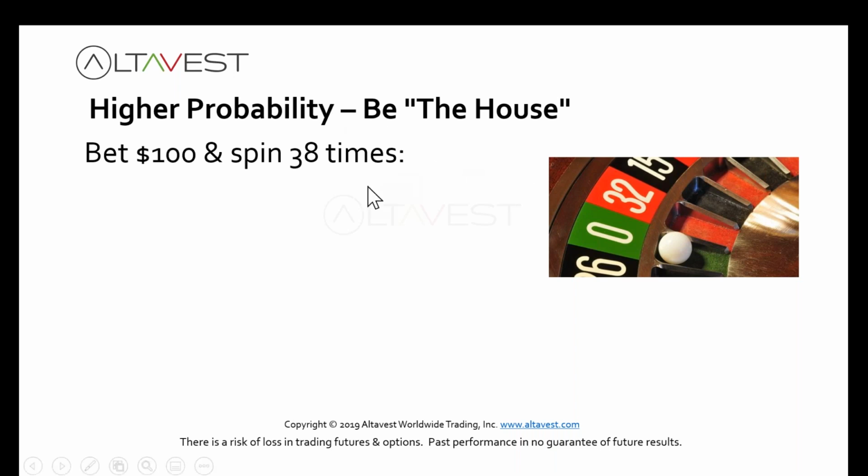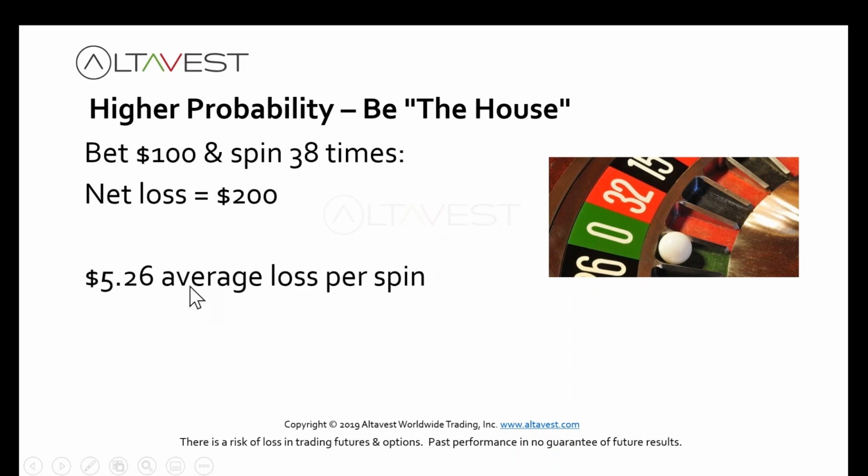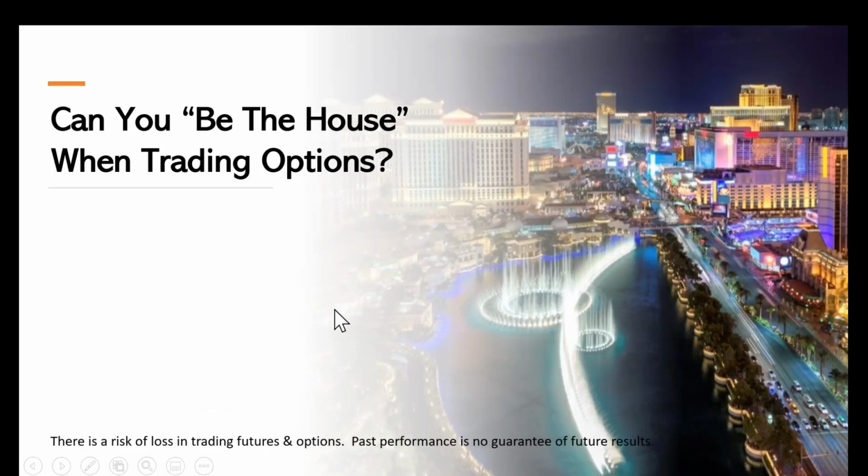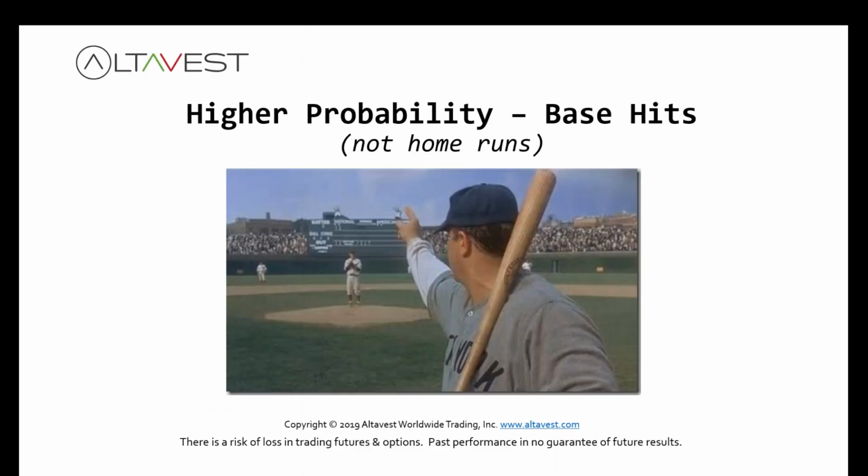So how do you be the house? So what I mean by the house, well, be the casino. And the reason why is if you bet on that zero, you're going to lose $5.26 on average if you spin that wheel 38 times. So in the long run, you're going to lose. The casino's going to win. You want to be the house. Okay, and even though you're going to have to, as a house, pay out winnings at times, in the long run, you have that mathematical edge. So we want to try to be the house when we're trading options and looking at higher probability outcomes.